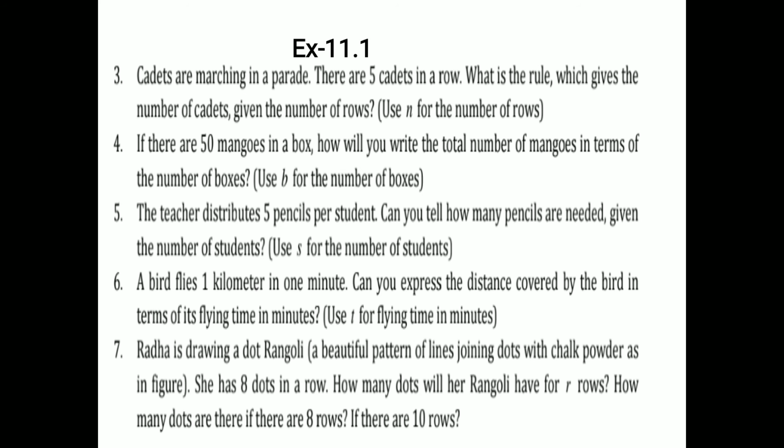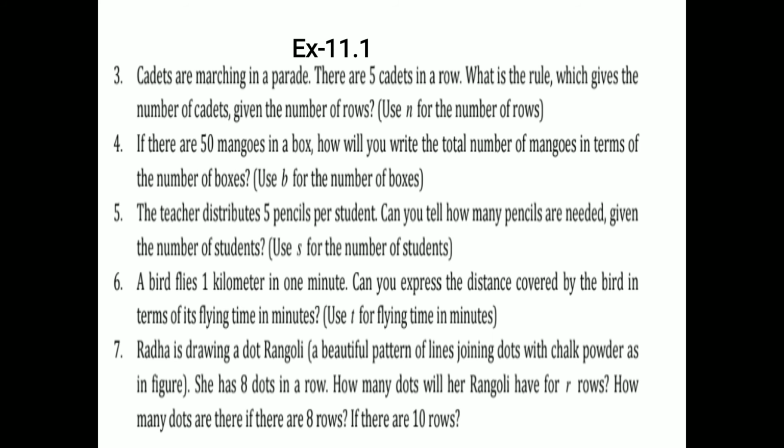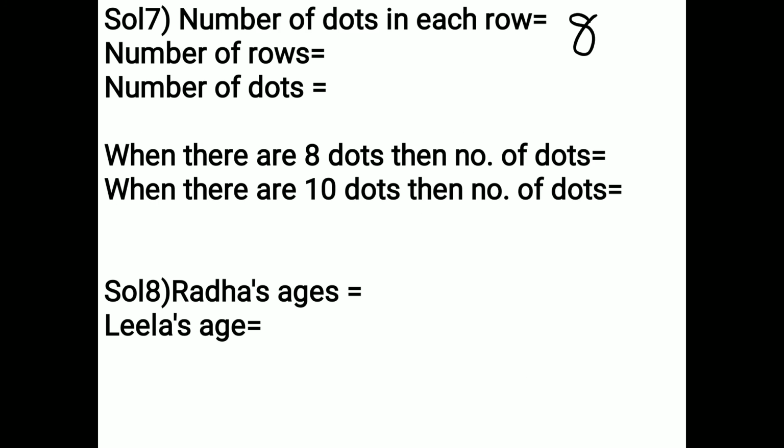Question number 7: Radha is drawing a dot rangoli. Means she is making a rangoli. For that she needs dots with chalk powder in the figure. She has 8 dots in a row. Means the number of dots in one row is 8. How many dots will her rangoli have for R rows? They have given rows R. So the number of dots will be 8R.